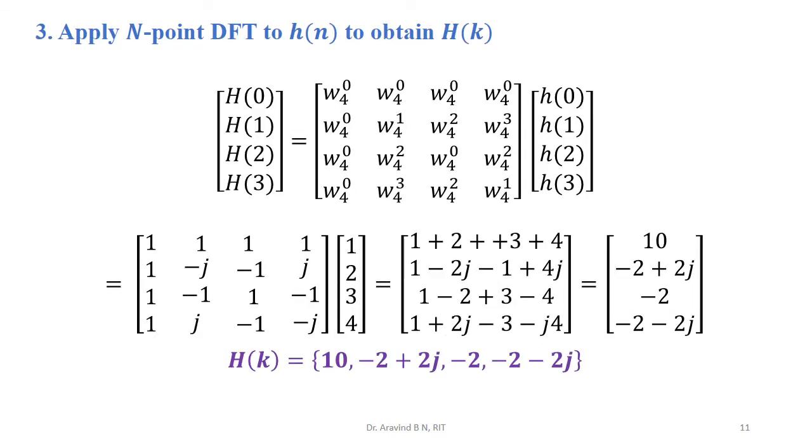Getting into the next step, step 3, apply N point DFT to h of n and obtain H of k. So h of n is also given, a 4 point sequence, and N point in the sense N is equal to 4. So 4 point DFT we need to calculate once again with respect to the sequence h. Again the matrix relation of the DFT is represented, substituted, simplified and calculated, and here we have those values. H of k is equal to 10, minus 2 plus 2j, minus 2, minus 2 minus 2j.